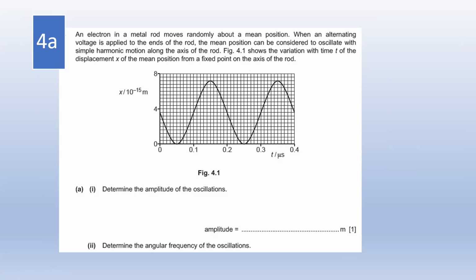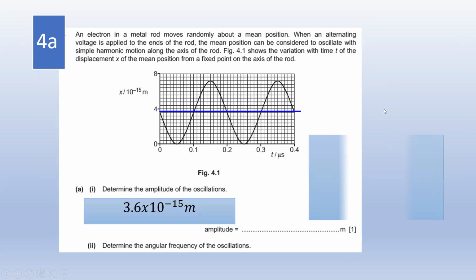Determine the amplitude of the oscillation. Where's the rest position? That's the rest position. So that's the amplitude. Either you read from here or here. 0.36 times 10 to the power minus 15 meter. Determine the angular speed. That's a period. That's a period.